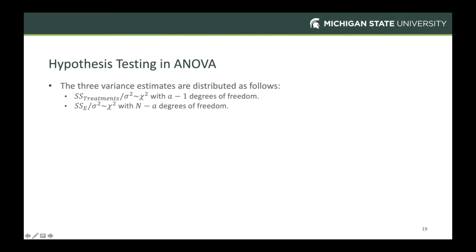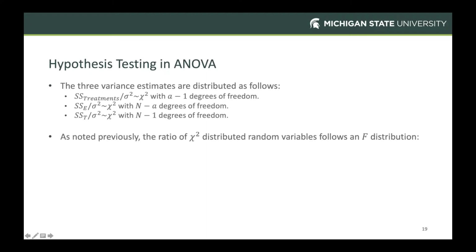Our error sum of squares is also going to be distributed as chi-squared. And as noted on the preceding slide, there are n minus a degrees of freedom associated with SSE. And then lastly, our total sum of squares is also going to be chi-squared distributed, and it will have capital N, which again is lowercase a times lowercase n, minus 1 degrees of freedom, which would be 11 in our case.